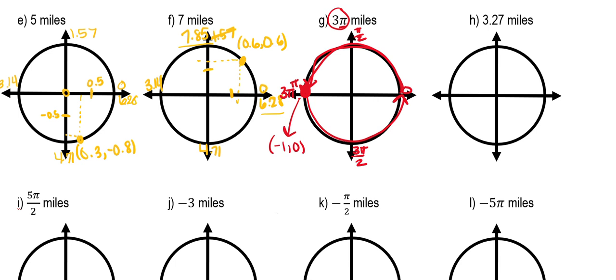Okay, 3.27 miles is exactly the same as almost going 3. So this would be at 0, and then 1.57, 3.14. Well, 3.2 is going to be right after 3.14. Super, super close. So where are we on the x-axis? On the x-axis, we're super close to that -1, but we're not going to touch it. So that's about -0.9.